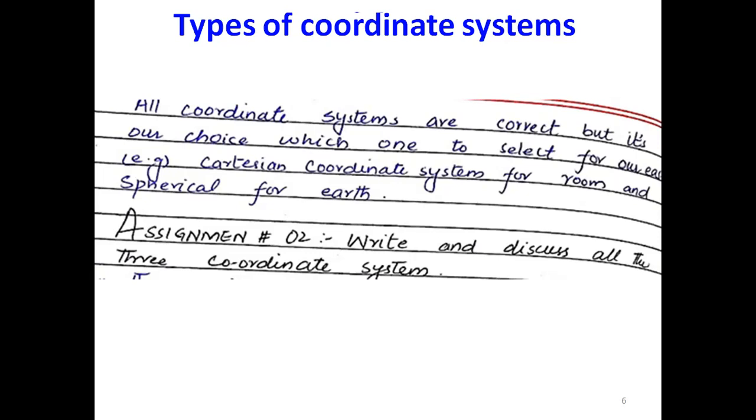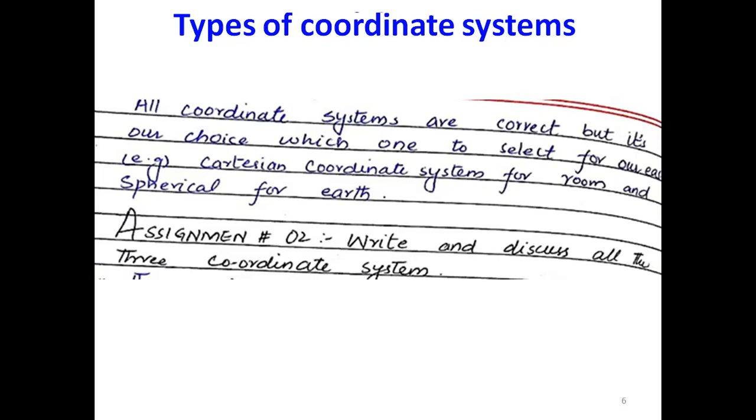For example, if we want to analyze something inside a room, the room is just like a cuboid, or a cube. So normally, if we think about which coordinate system we have to use, very easily we could see that the Cartesian coordinate system would be good while working in shapes like cuboids, cubes. So for a room, we have to select a Cartesian coordinate system.